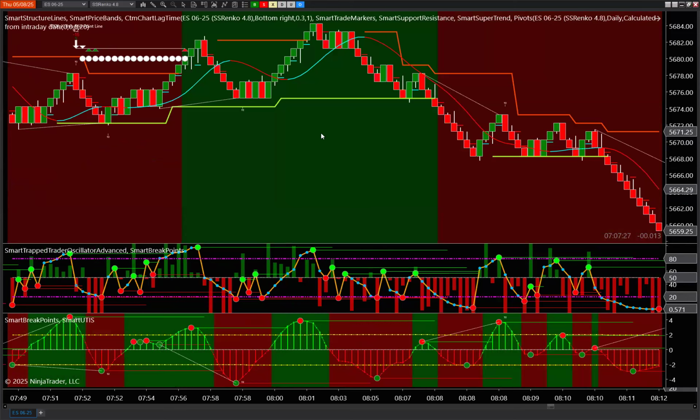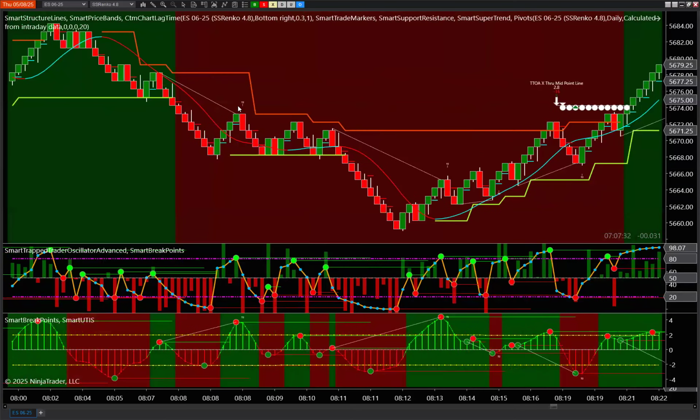So what are we looking for? Again, we like red background, right? Because the market tends to go a lot further on a red background. That's really common sense. So above, yes, through the midpoint line. Oh, almost. I think I'll mark that. No, we don't do that.